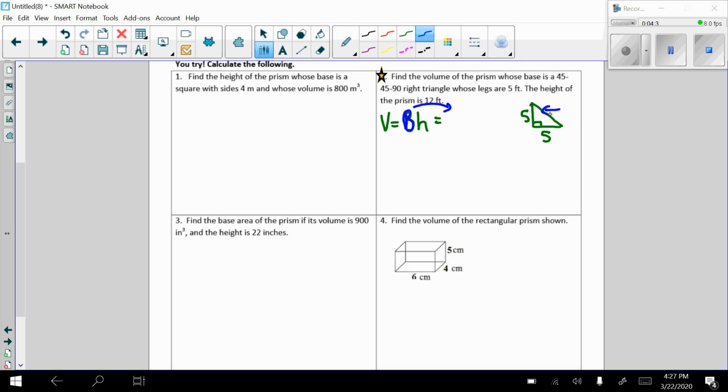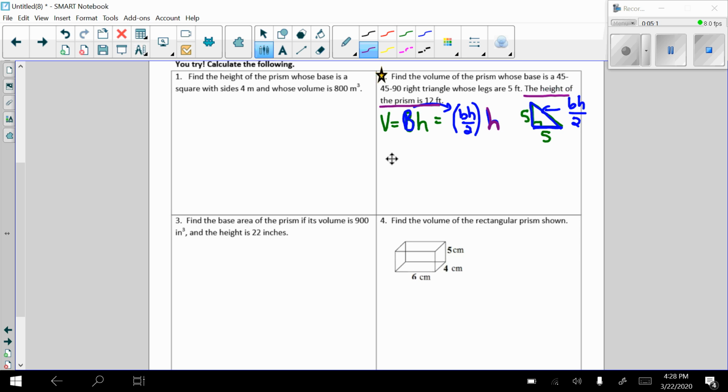Now, the base of our prism is a triangle, and we know the area of a triangle is base times height divided by 2. So we're actually going to replace the capital B with base times height divided by 2, and all of that relates to the triangular base that we've been given. And then the height represents the distance between the two bases. In other words, where it says right here, the height of the prism is 12 feet. That is this height right here. It's kind of confusing because we're using height twice.